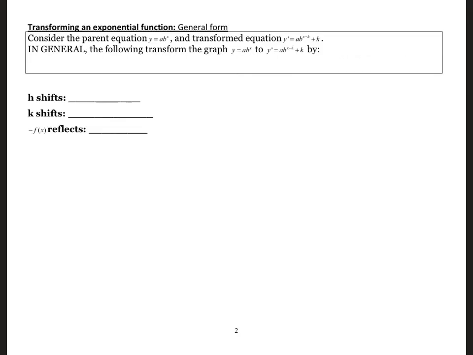So here we look at the transformations, and these are the same general transformations. If you're given the parent function and this is the transformation equation, remember the variables responsible for transformation are a, h, and k. Remember that h is going to do the horizontal transformation, the k is going to do the vertical transformation, and if you have negative f of x, it reflects over the x-axis.